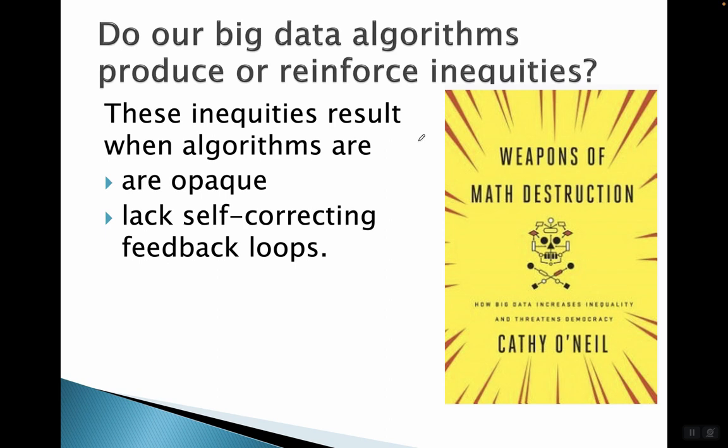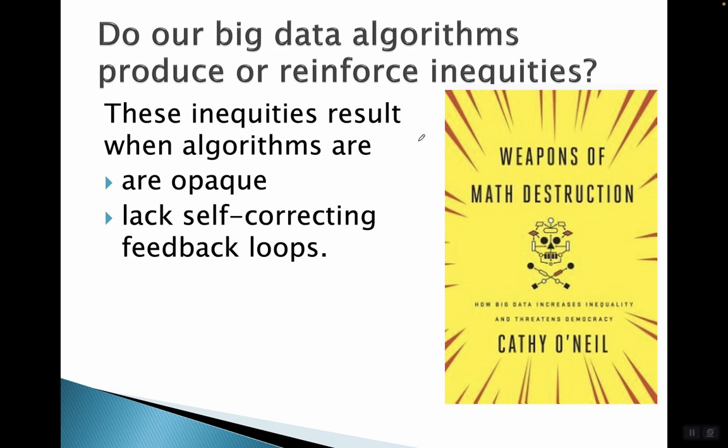These inequities result when algorithms are opaque. They're black boxes. You put in the information and an answer is spit out, and it's not clear how that information led to the answer. Then there's no recourse, there's no redress, there's no appeal in that situation.